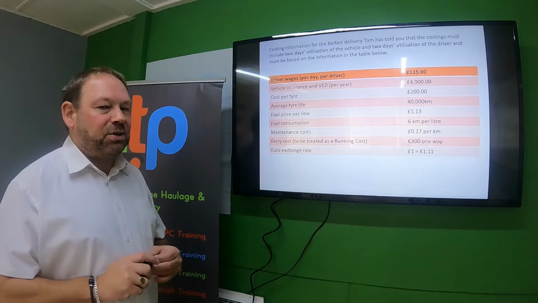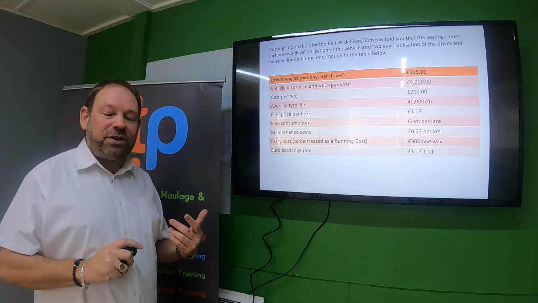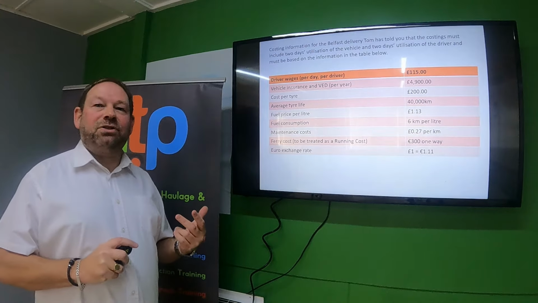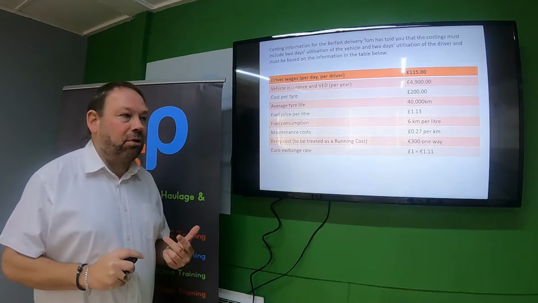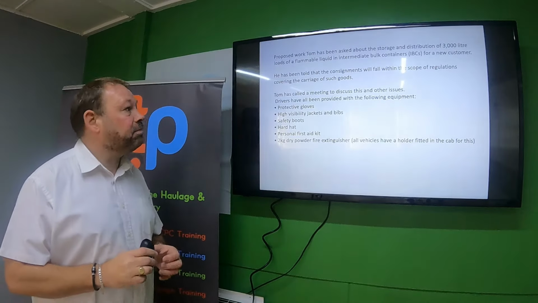So what did we find on this one? Absolutely nothing. It's all relevant to costing a journey, but we're not looking at costing a journey, we're looking at the driver schedule, and none of that was anything to do with the driver schedule.